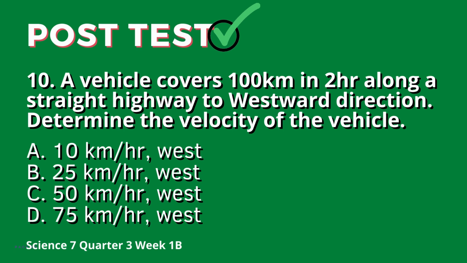10. A vehicle covers 100 kilometers in 2 hours along a straight highway to westward direction. Determine the velocity of the vehicle. A. 10 kilometers per hour west. B. 25 kilometers per hour west. C. 50 kilometers per hour west. D. 75 kilometers per hour west.